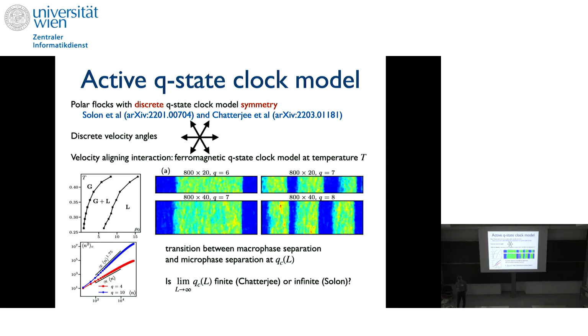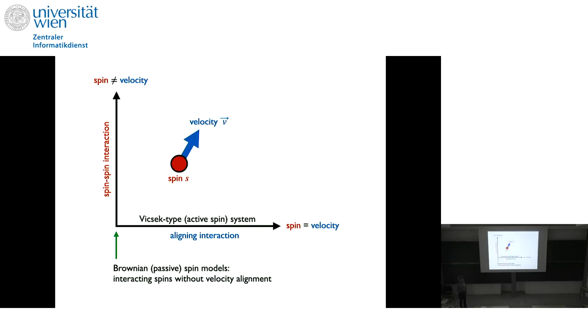This is a very specific feature of this flocking phase transition. Let me draw this kind of picture. So, I just explained the Vicsek model and the flocking phase transition. Actually, the Vicsek model or this active two-state Potts model can be written.